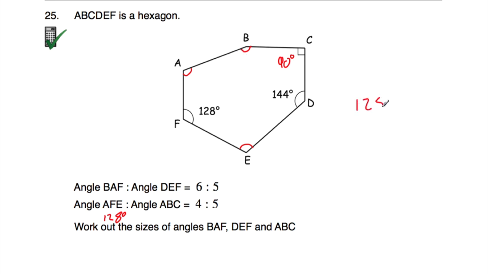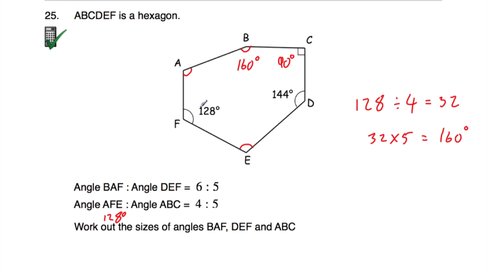So we do 128 divided by 4. It's a calculator question, and that's quite nice. 128 divided by 4 is equal to 32. And then if we multiply that by 5, the angle ABC's number in the ratio, 32 multiplied by 5 is equal to 160 degrees. So we found the size of this angle is 160 degrees.